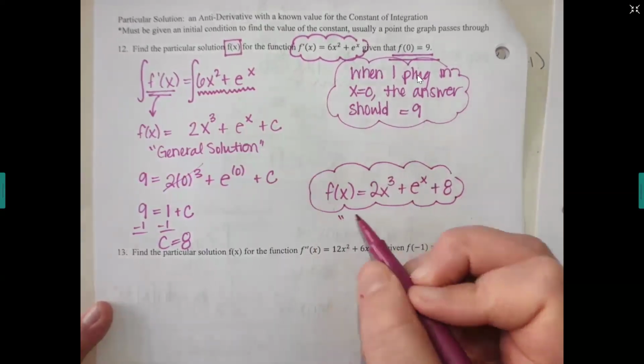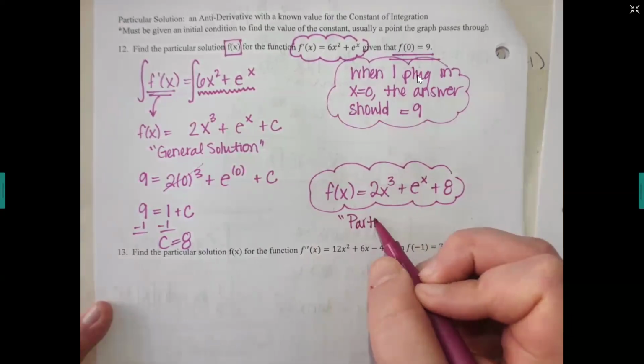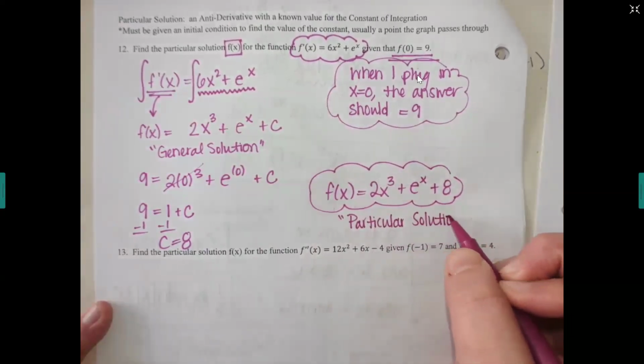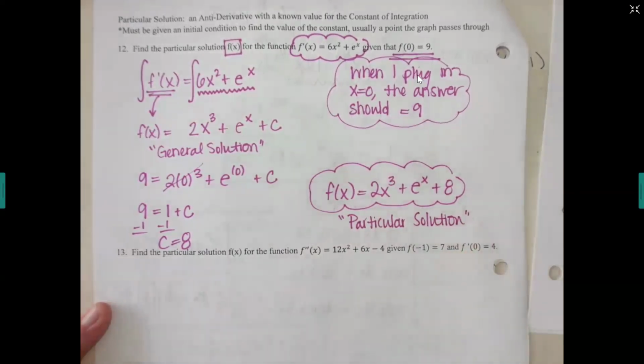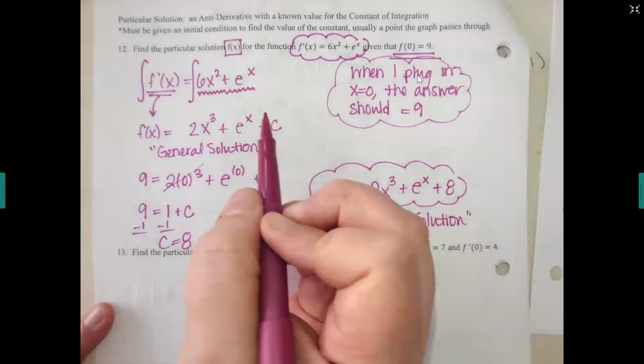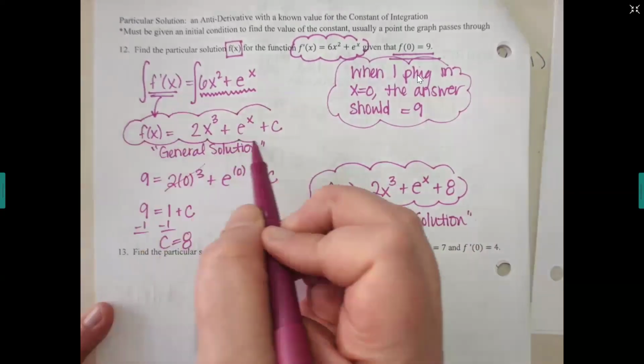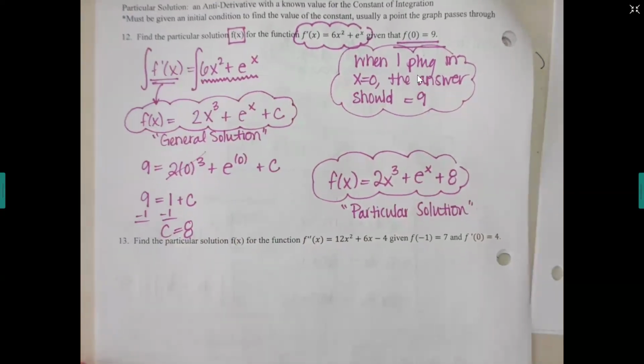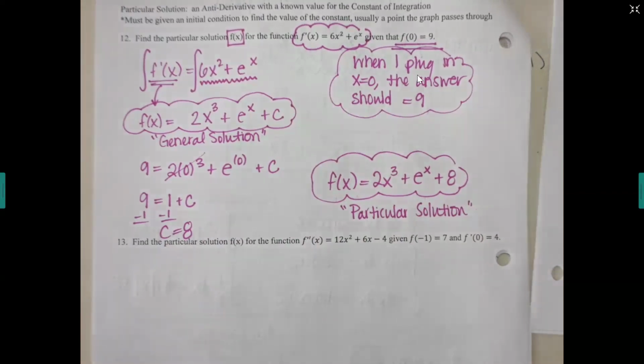And that is called a particular solution, versus when you're just calling it a c, that's called, like we said, a general solution. So you'll find your general solution first, use the point that they give you, solve for c, and then hone in on that particular solution. Let's do the next one.